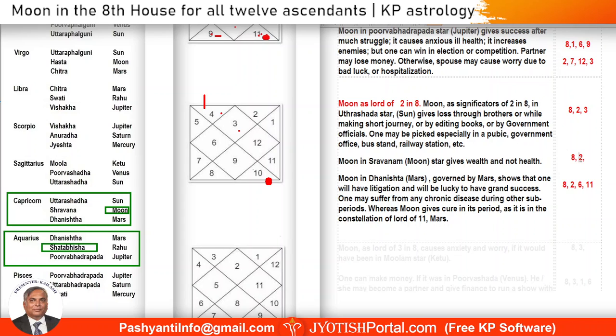But here, since the second house is stronger because moon is the first hand significator of the second house, some inflow of money is indicated. But again, this whole combination 8 and 2, this is not a good combination because the second house is also a Marak.